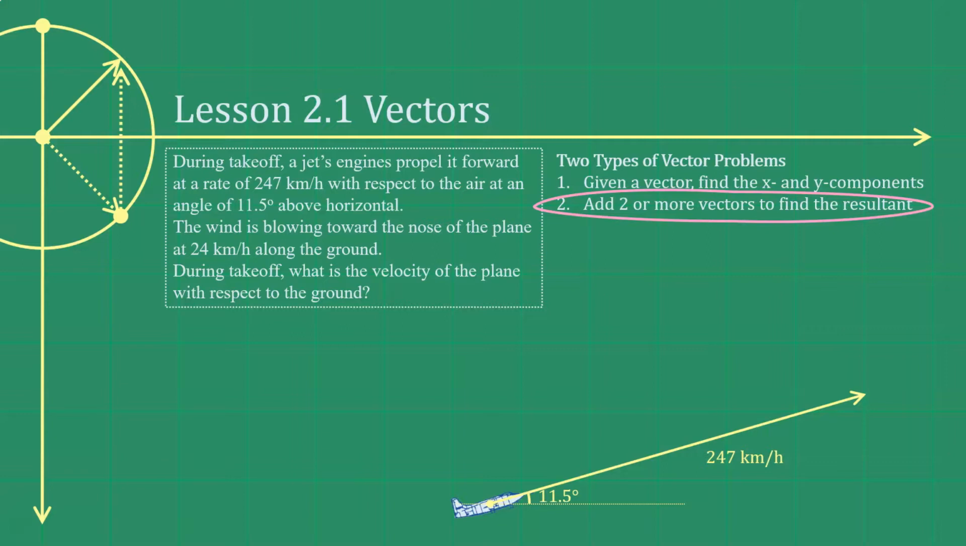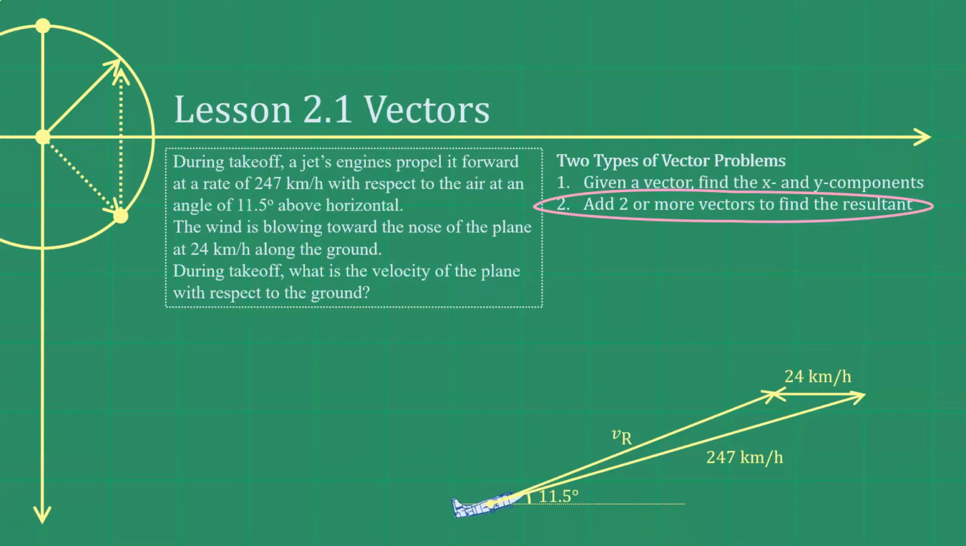But the air is actually moving with respect to the ground. It's moving at a rate of 24 kilometers per hour toward the nose of the plane and parallel to the ground. So the resulting speed of the plane isn't going to be 247 kilometers per hour with respect to the ground at 11.5 degrees. It's going to be a steeper angle than 11.5 degrees and a slower velocity, probably.